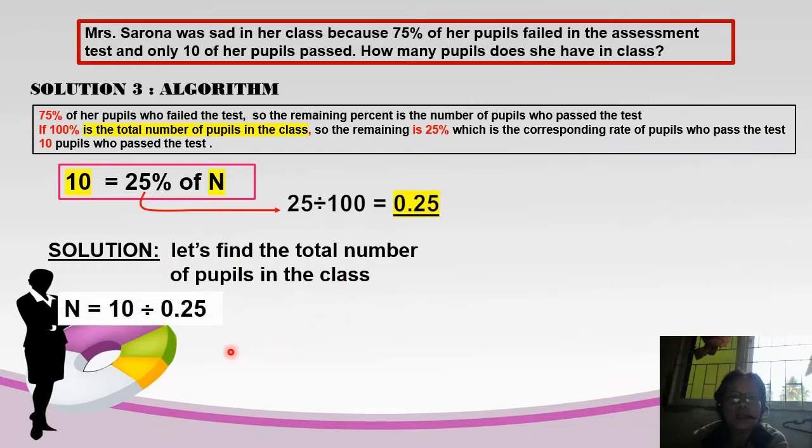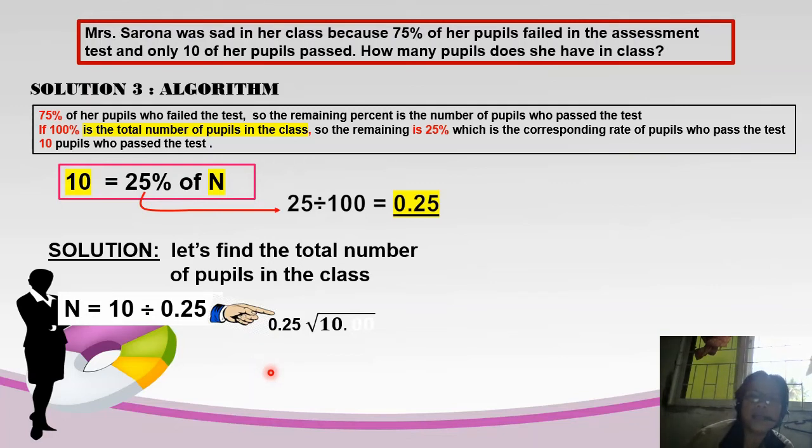Solution. Let's find the total number of pupils in the class now. n is equals 10 divided by 0.25. Now let's solve 10 divided by 0.25. Remember that our divisor is a decimal, and our dividend is a whole number. Since our divisor has two decimal places, let's add two zeros in the dividend in order for us to get the correct answer. So this 0.25 now becomes a whole number, 25.